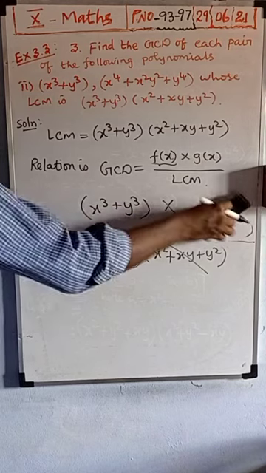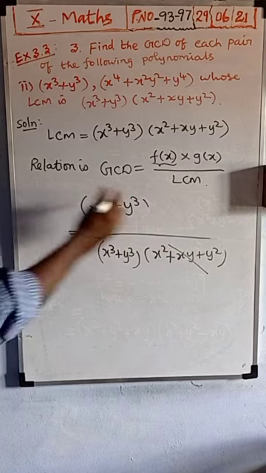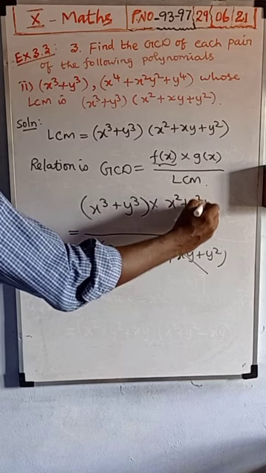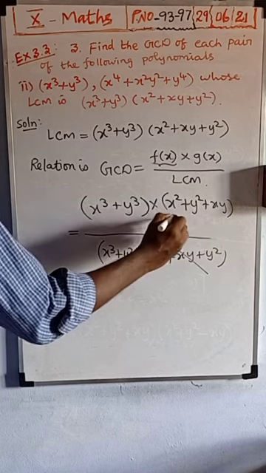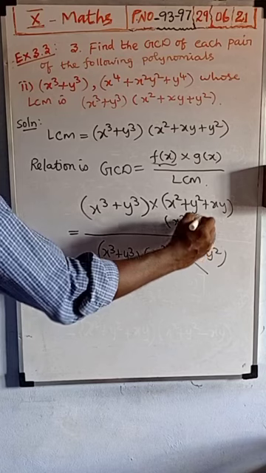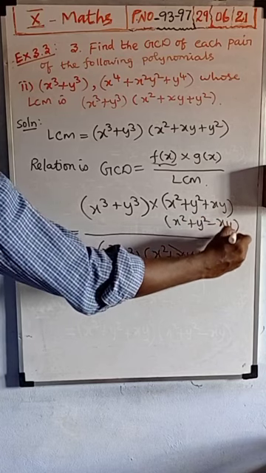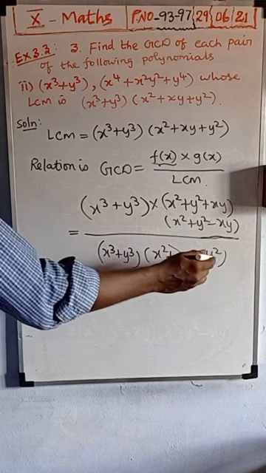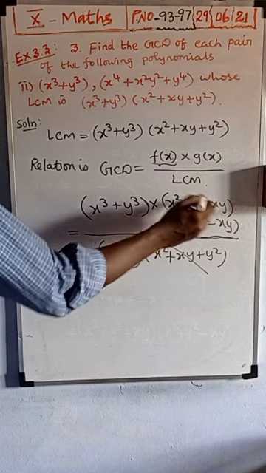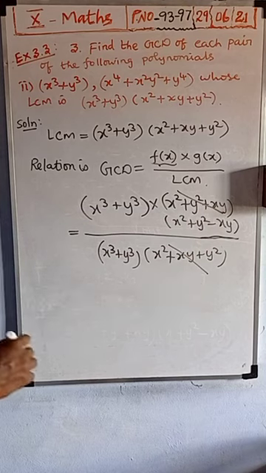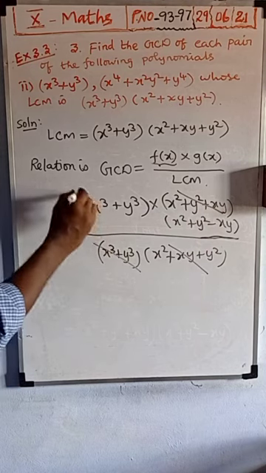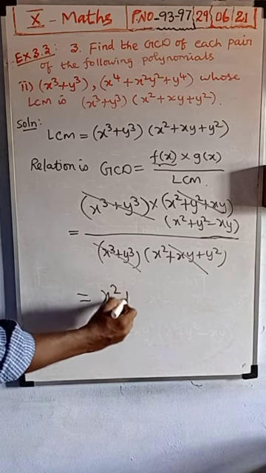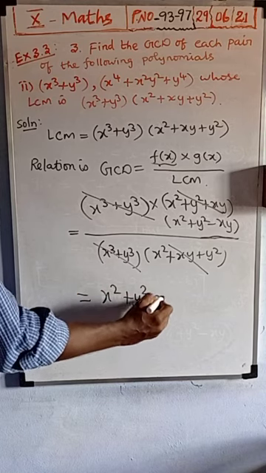So that I have written as it is f of x. So f of x into g of x is x square plus y square plus xy into x square plus y square minus xy. Now see here, x square plus xy plus y square, x square plus y square plus xy, both are the same only, so it will get cancelled. This x cube plus y cube, this x cube plus y cube will get cancelled. Remaining answer is x square plus y square minus xy.